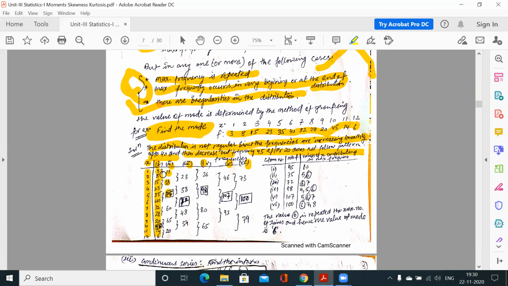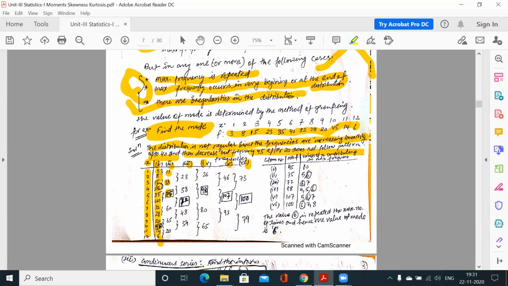Now in a group there are two members, consecutive two numbers: 3 plus 8, 15 plus 23, 35 plus 40, 32 and 28, 22 and 45, 14 and 6. So if we have even numbers, all groupings are done. But suppose we have odd numbers, then one would be left at the last. Suppose we have 11 numbers, so 2 plus 2 plus 2, that means 10. Up to 10 we will get pairing, but for the 11th value we don't have a second value, so we will leave that as it is. We will do this for as many times as we get two numbers.